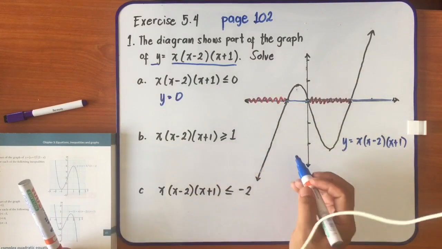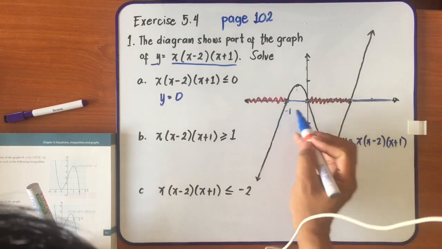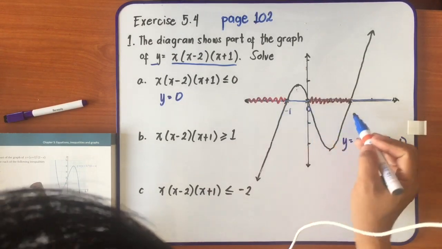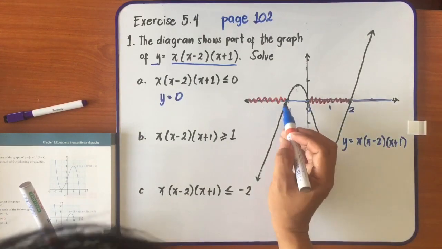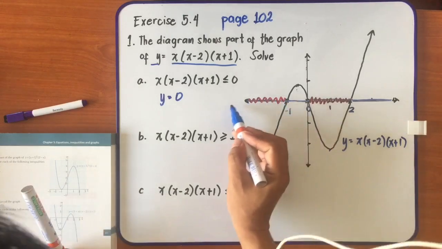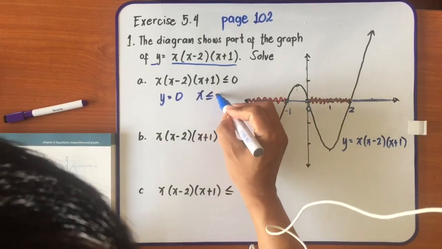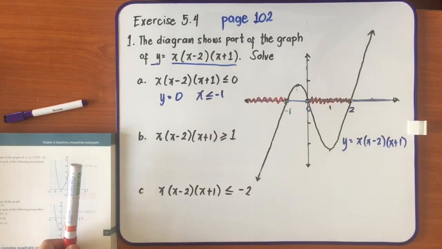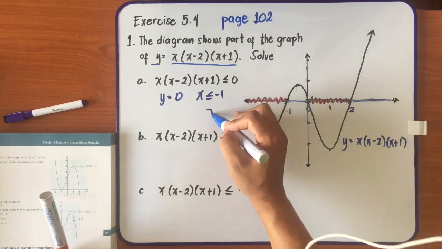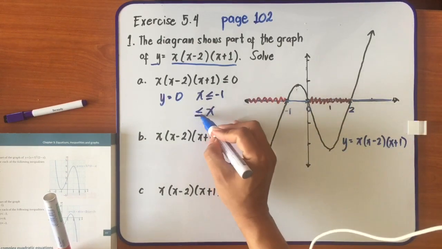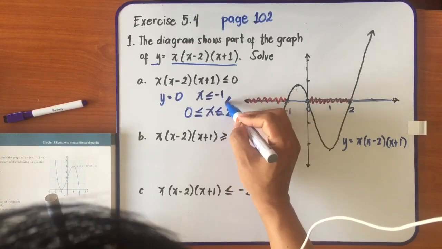The answers for letter A: this one is negative 1. This is 0. This is 2. This is 1. So therefore, I have x less than or equal to negative 1. And also, from 0 to 2. So it means x is greater than or equal to 0 but less than or equal to 2. Answers.